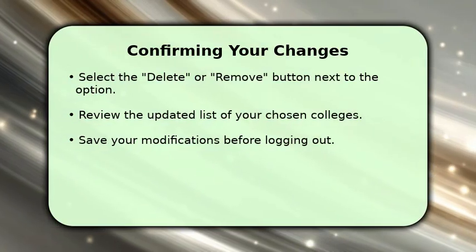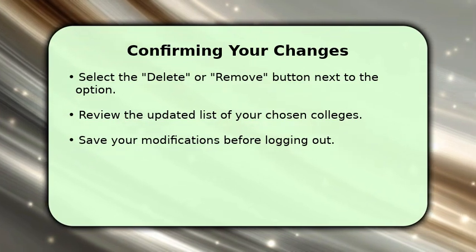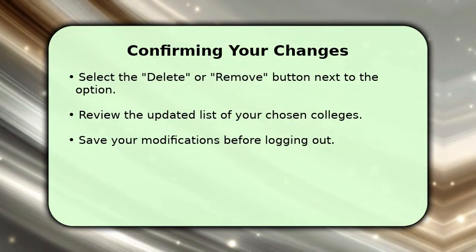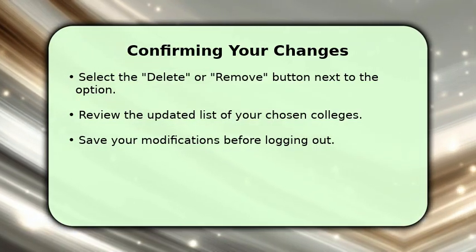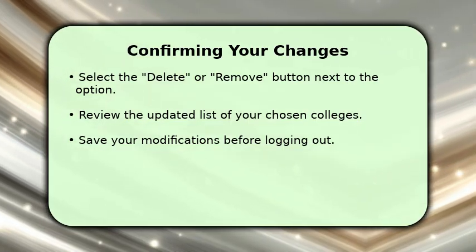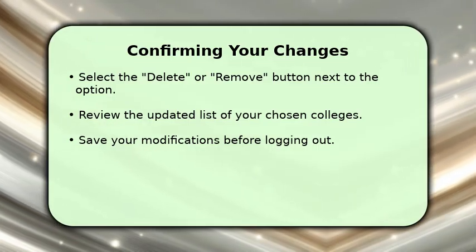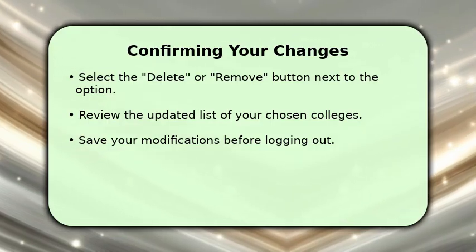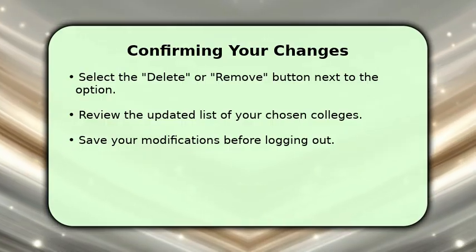After identifying the options you wish to remove, simply select the Delete or Remove button, typically located adjacent to each college or course entry. Once deleted, it is essential to thoroughly review your updated list of chosen colleges to confirm that all unwanted options are gone. Finally, remember to click the Save or Submit button to finalize your modifications before exiting the portal. This ensures your changes are permanently recorded.